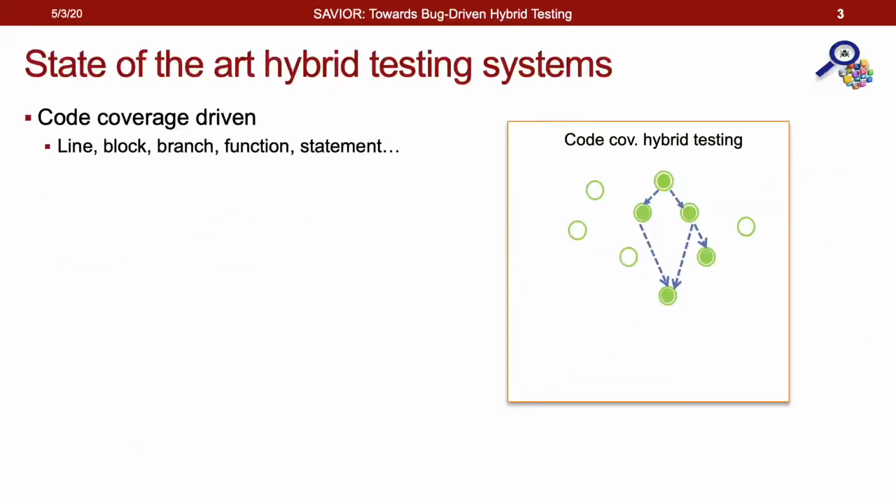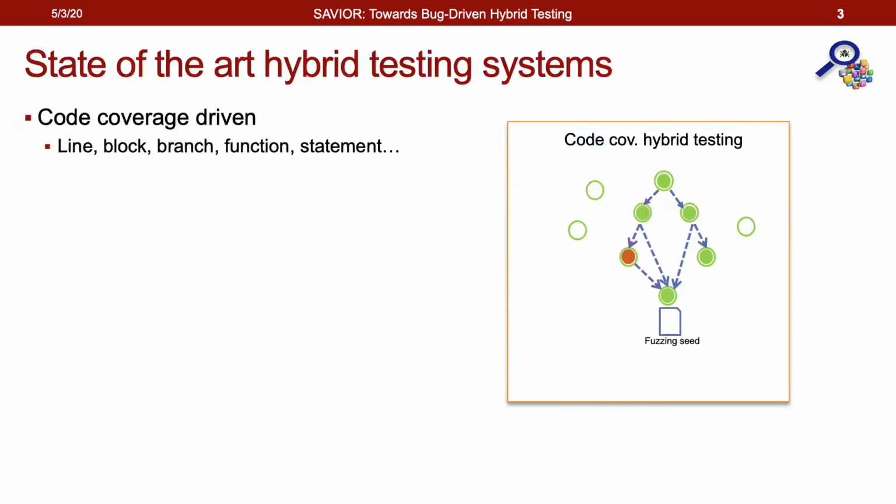The state-of-the-art hybrid testing systems are code-coverage driven. Each code-coverage entity could be viewed as a line, block, branch coverage, etc. We denote each entity as a node. And in the example on the right, if the fuzzer finds a new node using the mutated inputs, it will save the input for future exploration.